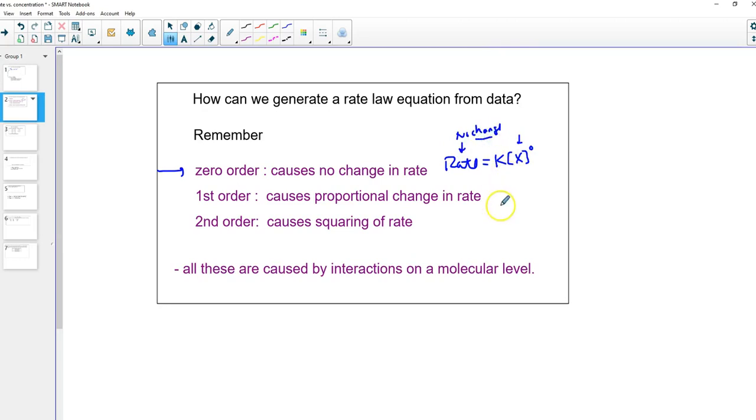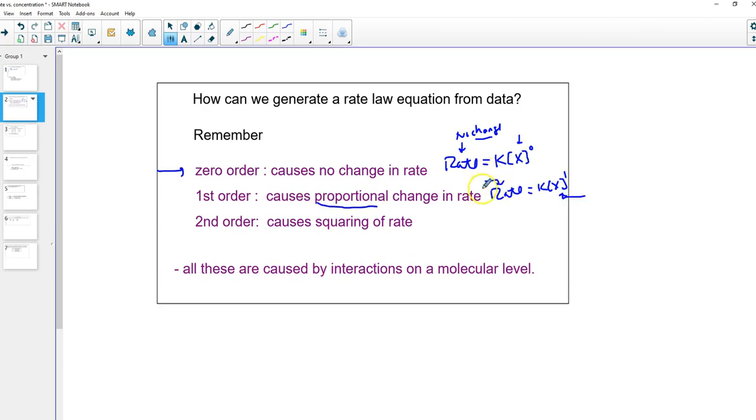If something is first order, then the rate equals the K times the concentration of the reactant to the first power, then it's a proportional change. Meaning that whatever I do to this one will also happen to the rate.